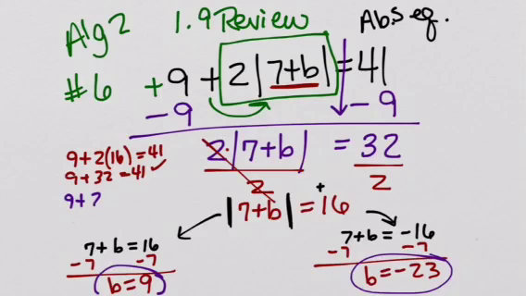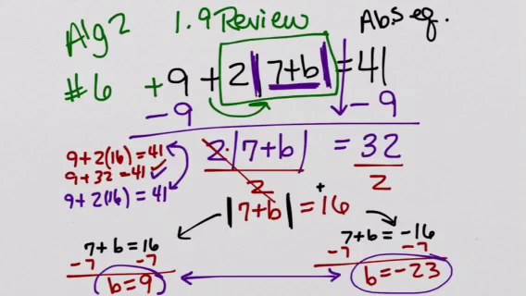9 plus 2 times, and it's a 7 minus 23, which is technically negative 16, but these absolute value bars make it positive, so it's another positive 16, equals 41. And if you notice, this line matches this line, so therefore it is also true. So your answer is that b equals 9 and b equals negative 23.